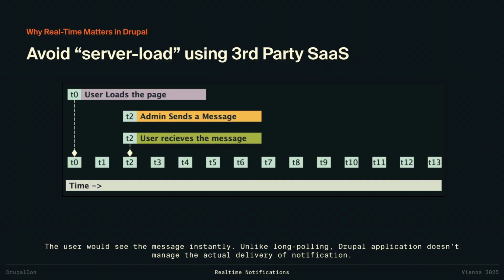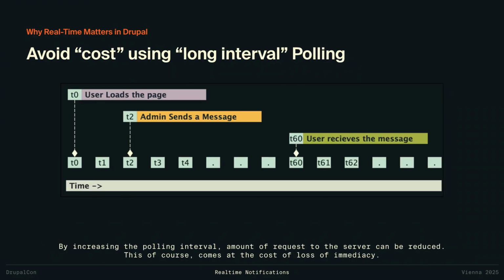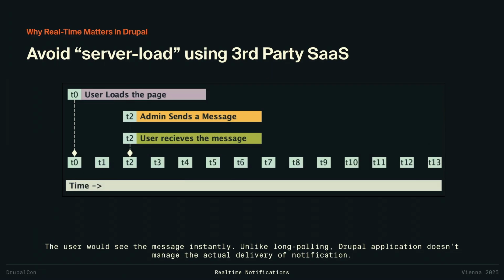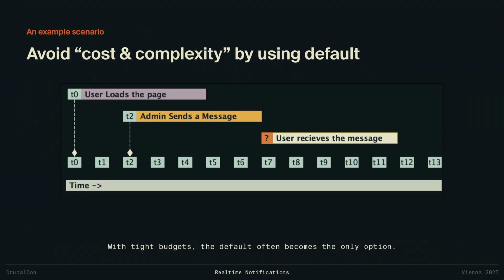Then, of course, we could also throw money at the problem and use a third-party service to handle the notification for us. Your server is happy. I don't know whether your client would be happy to pay the bill. So that's an option. And then avoid all this complexity by using the default. Let's not have this real-time notification, we don't care. But that is the reality, right? When you see the implementation complexity that exists, one could have this.